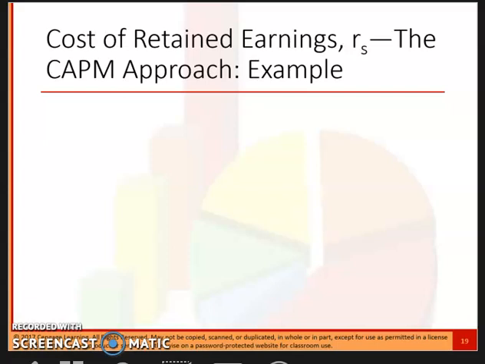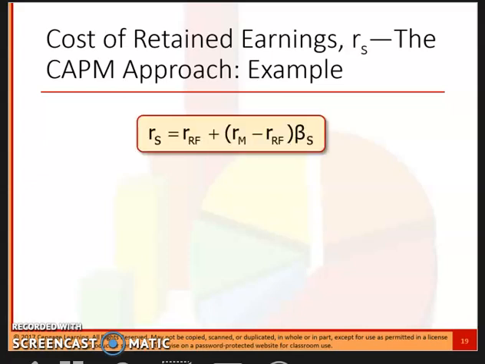So continuing our discussion, the cost of retained earnings, CAPM approach. This is the capital asset pricing model here. The required rate of return, I also like to think of it as the fair return in relation to the market, is equal to the risk-free rate plus the return on the market minus the risk-free rate multiplied by the beta for that stock.